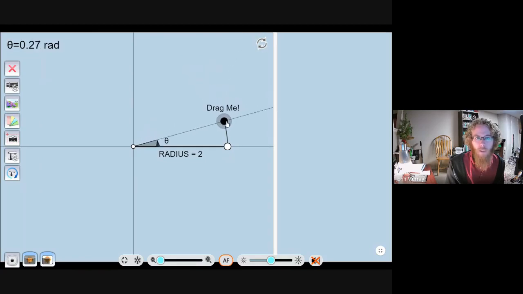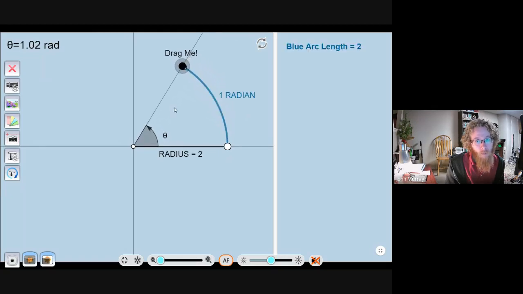As I move it down, my radians decrease. Right here, I have 1/4 of a radian. As I go up, it increases. As I increase to 1 radian, here they showed us on the arc length, that blue arc length is 2 units.